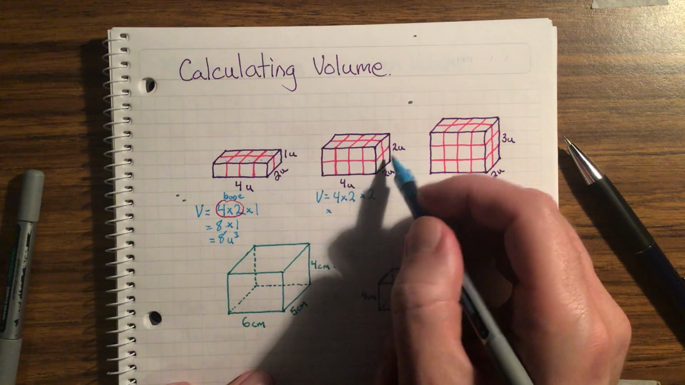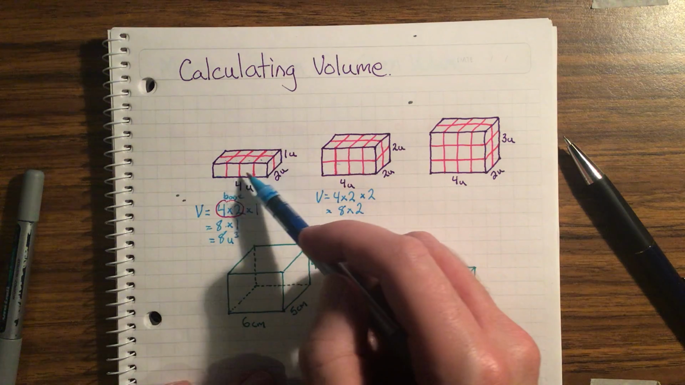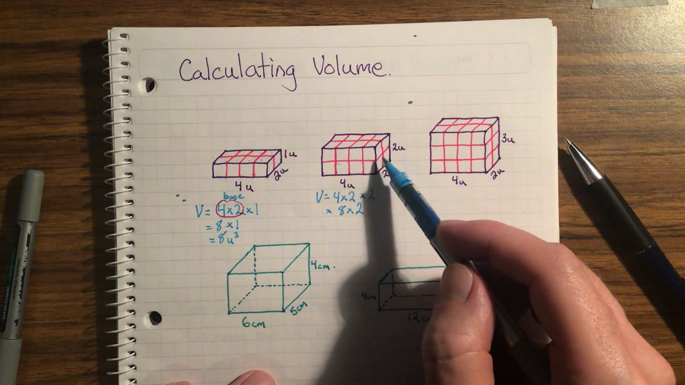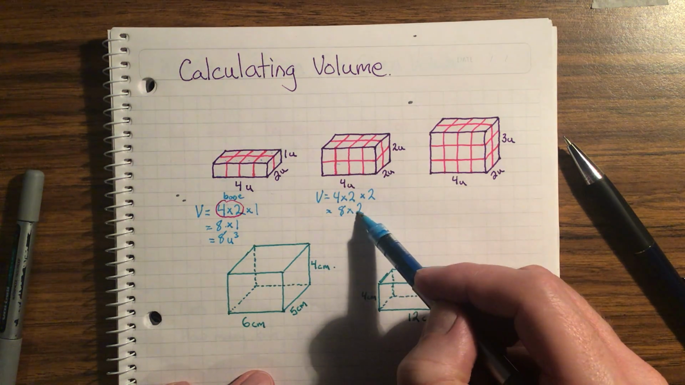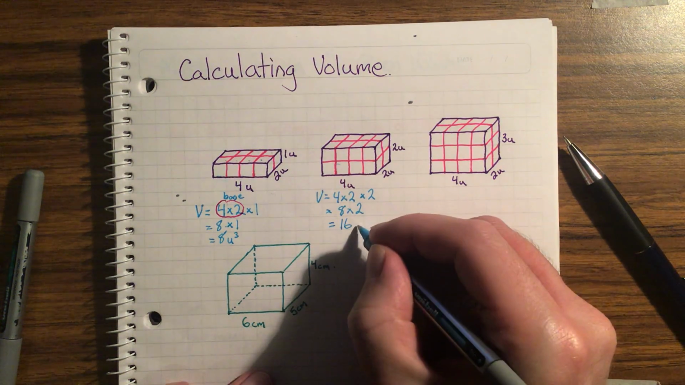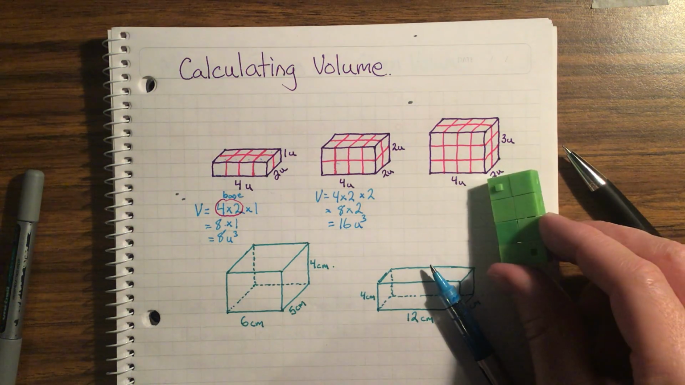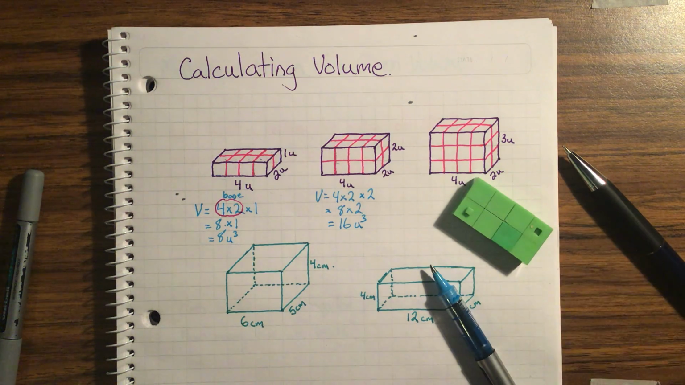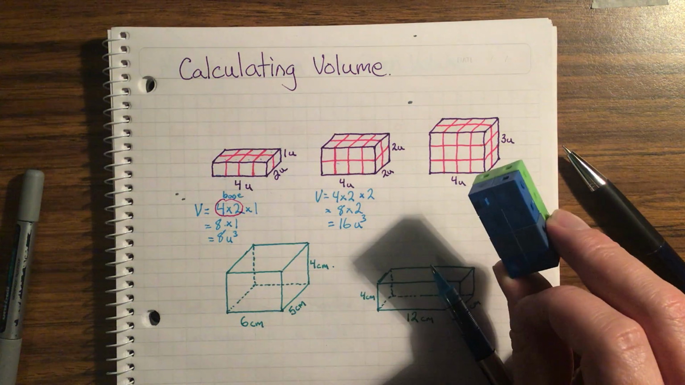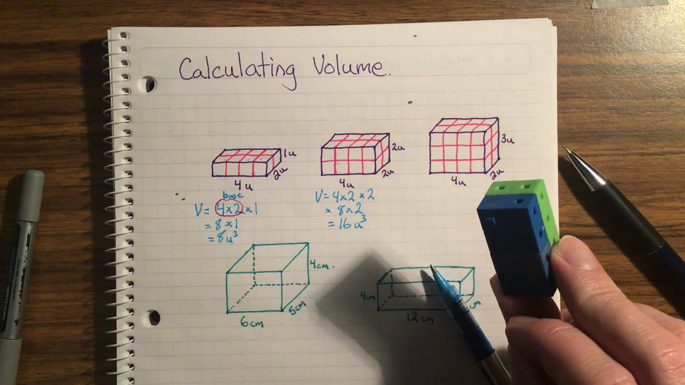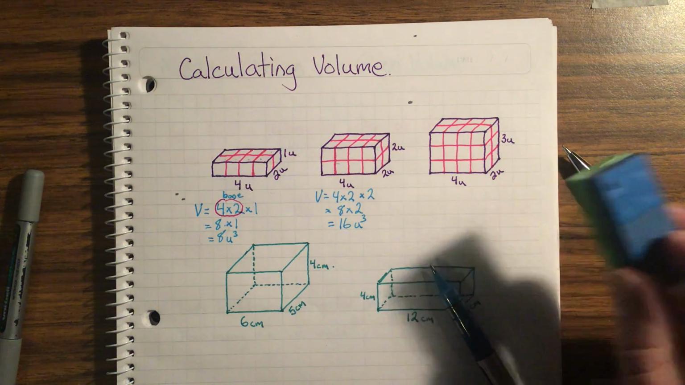So the base has 8 cubes in it. There's 8 cubes in the base layer, just like this one. Now there's 2 layers. So we take our 8 cubes in the base layer and multiply it by 2 because there's 2 layers. We get 16 cubic units. It's like if I take this shape right here and apply another layer on top of it. You can see how there was 8 cubes in the base layer. Now there's 2 layers of cubes, so it's 16 units cubed.